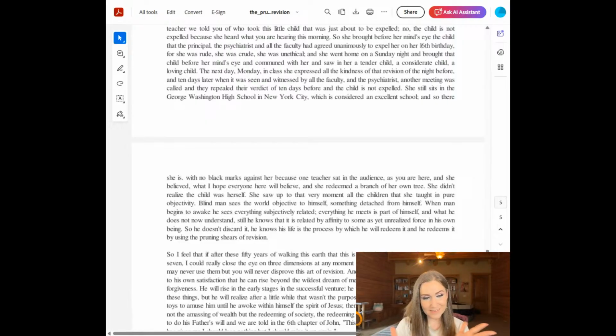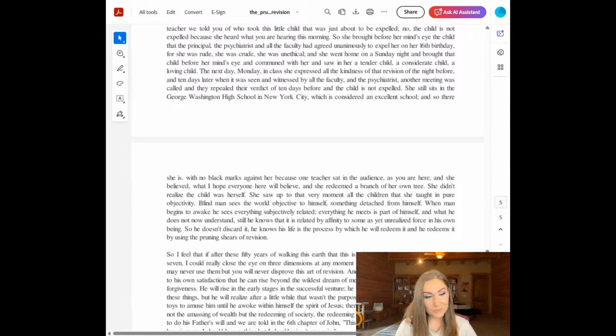So in this example, in the success story, a teacher that was in Neville's audience had a student that was looking at expulsion because she was poorly behaved. She was crude. She was rude. And back in the 1950s, very unacceptable. So she went home that Sunday, revised and imagined the girl as being lovely, as being tender, as being kind and considerate. She revised to the point of feeling it. And that next day, the girl showed up different. And the whole faculty, the principal, the psychiatrist of that school changed their mind. They changed the verdict, and that girl was not expelled.